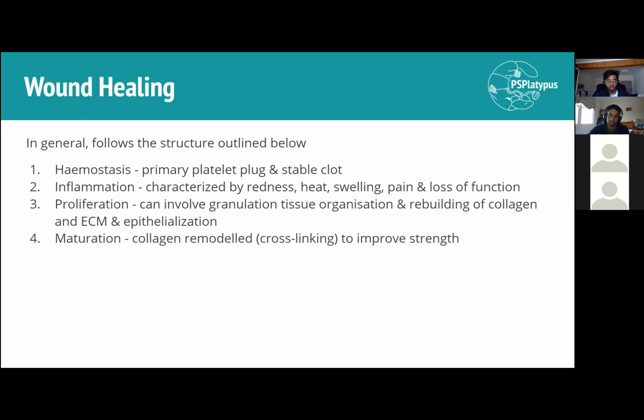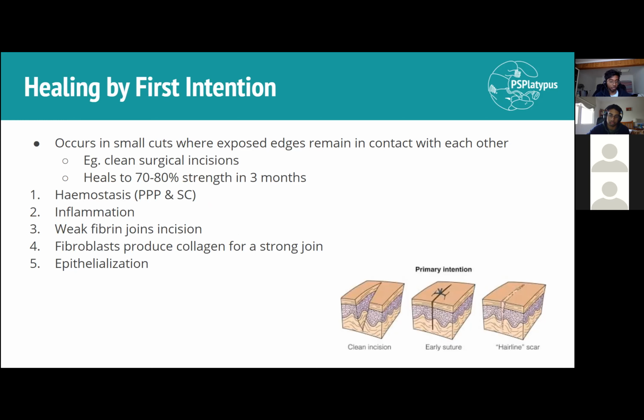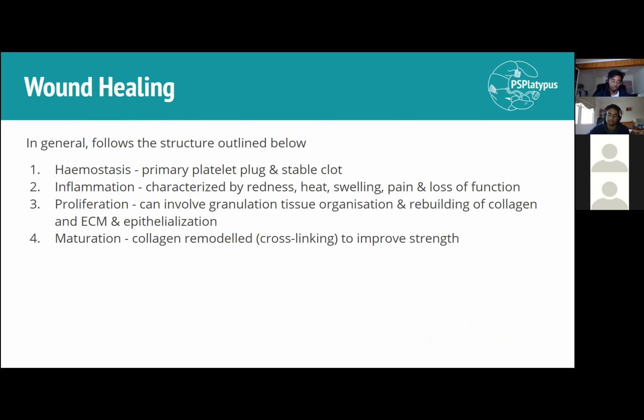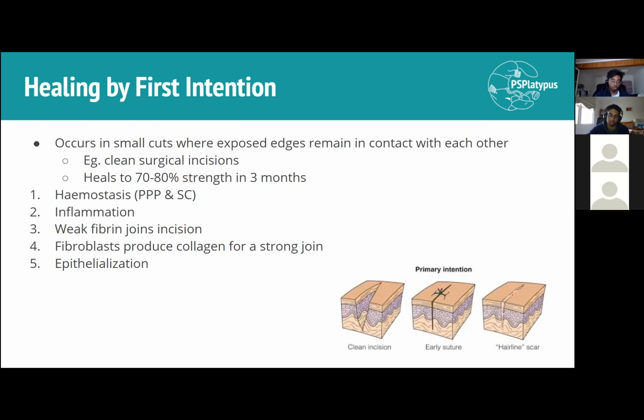So you can sort of relate steps 1 and 2 to hemostasis and inflammation. And basically all these ones are proliferation. And at the end also maturation happens. So the collagen laid down by the fibroblasts cross-links to improve strength. But yeah, these are the steps of healing by first intention.